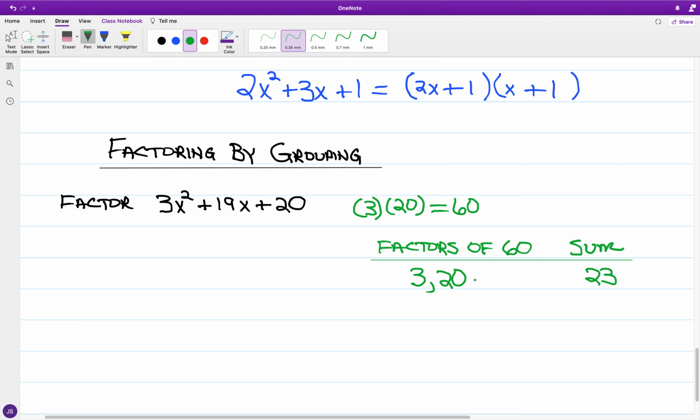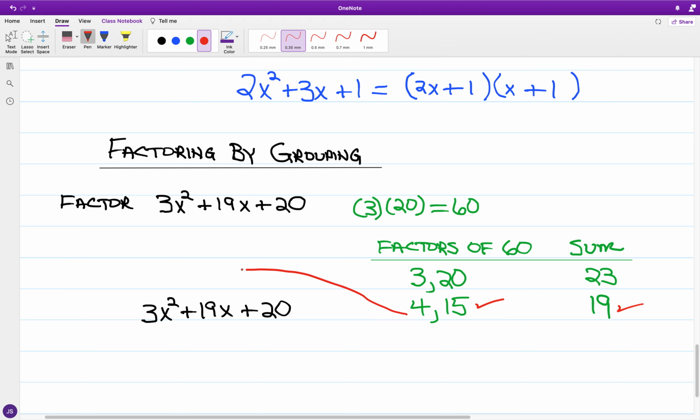And 60 would factor out to like 60 and 1, 30 and 2, 20 and 3, and also you can have 15 and 4, or 4 and 15. 4 times 15 is 60, and 4 plus 15 is going to end up at 19. And this is the combination that we're seeking. And in terms of what to do with 4 and 15, 4 and 15 add up to 19.